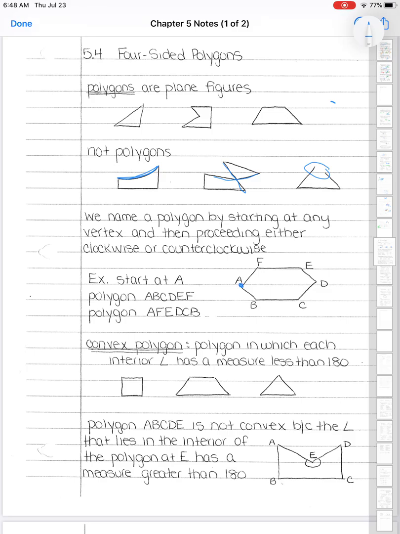Things that are not polygons are things that have hooked sides, things that crisscross each other. There shouldn't be any crisscrossing. And then things that are not closed. So those would be considered not polygons.